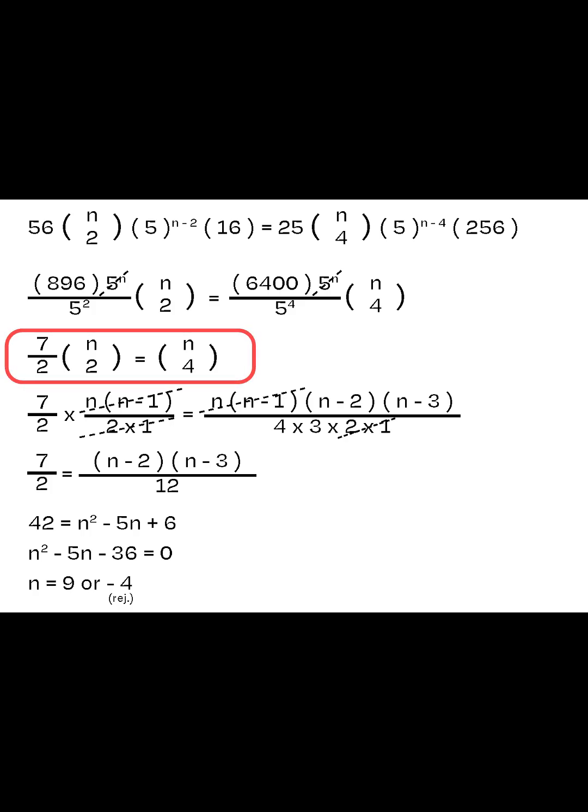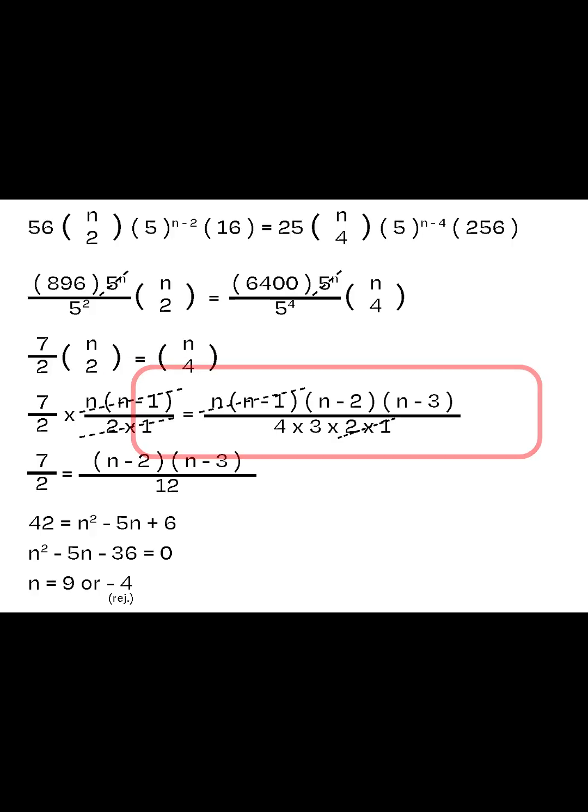nC2 equals nC4. So we're going to address this elephant in the room once more. How do I convert nC2 and nC4 into tangible algebra form? If you recall, nC2 means that there are two things on top and two things below. So we're going to write n first, and we're going to decrease by 1 to get n minus 1 next to it. And then at the bottom, we're going to start with 2, and then we're going to write 1, which is 1 less than 2.